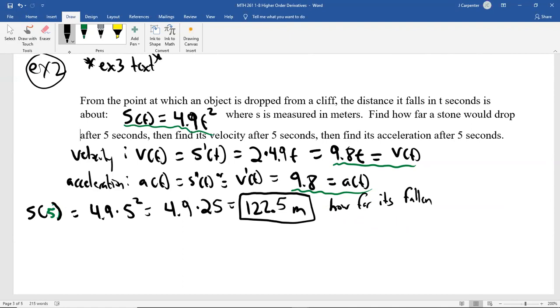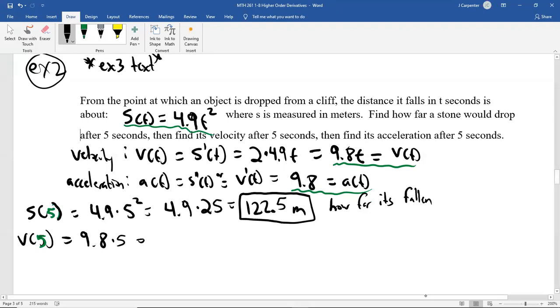So in 5 seconds, this thing has fallen 122.5 meters. If we find the velocity, we're plugging the 5 into the velocity now, which was just 9.8 times t. So 9.8 times 5. If you take 9.8 times 10, you get 98. If you halve that, you'll get 49. So this would be 49.